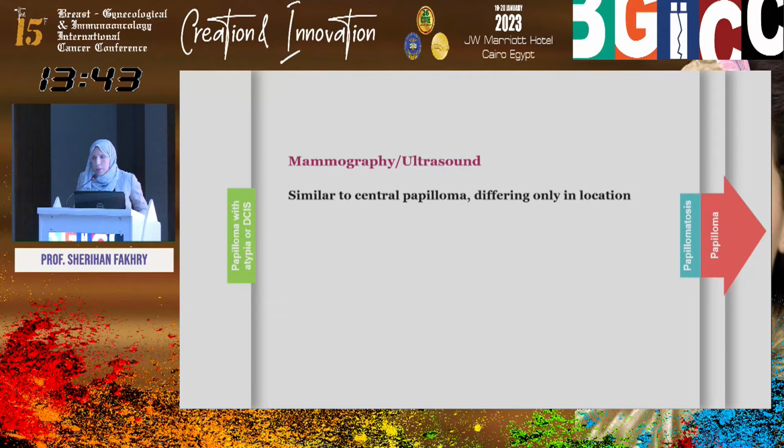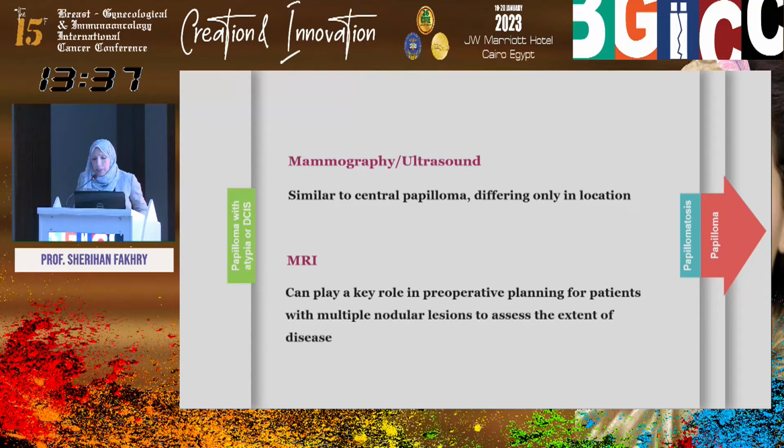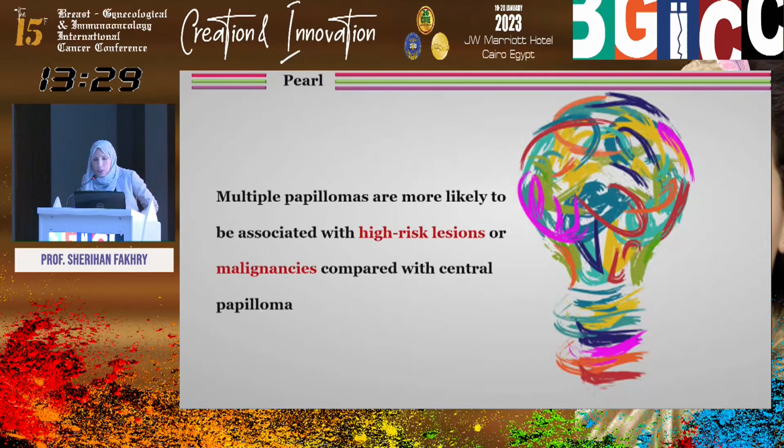The imaging features are similar to central papilloma, differing only in location. But MRI may play a key role in the preoperative planning for patients with multiple nodular lesions to assess the extent of the disease. It is to be noted that multiple papillomas are more likely to be associated with high-risk lesions or malignancies compared with the central papilloma.